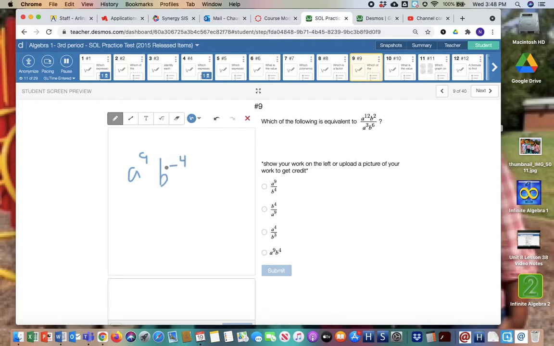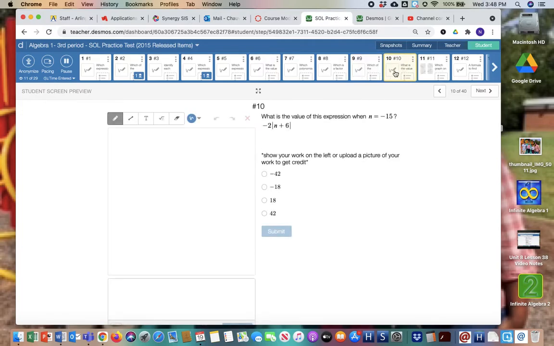But something we need to remember, you can never have a negative exponent. So the a to the 9th is fine in the top, but the b to the negative 4 needs to move to the bottom. So we get a to the 9th over b to the 4th.